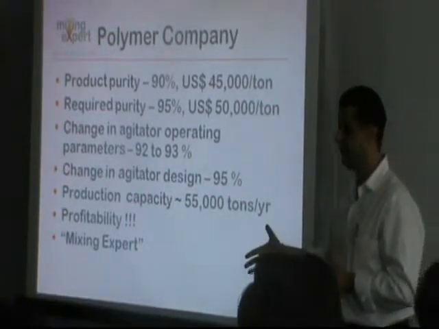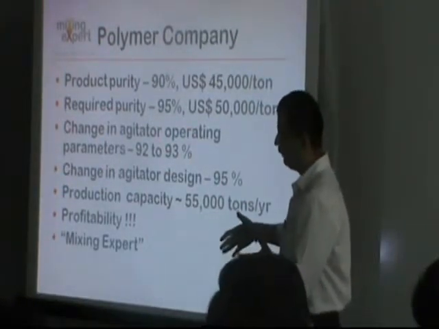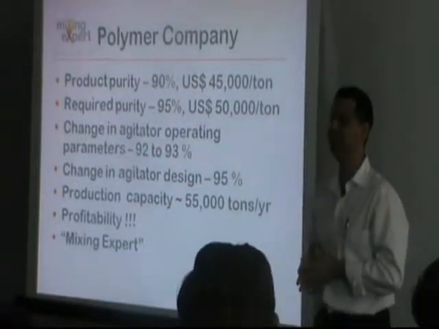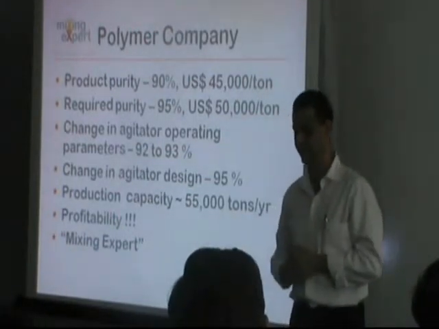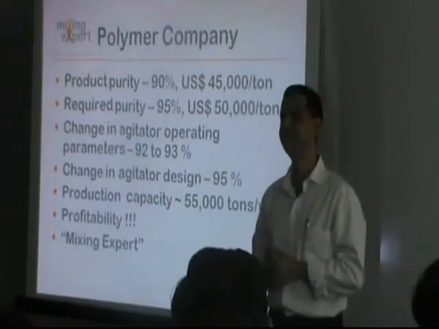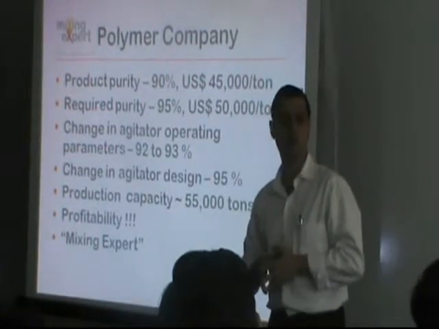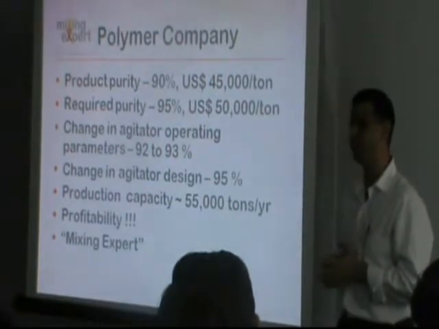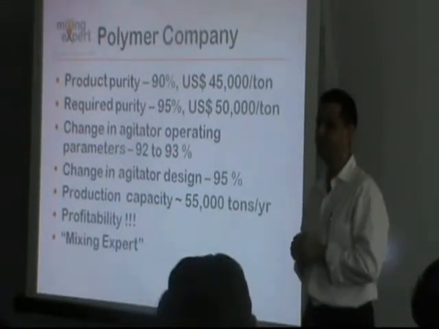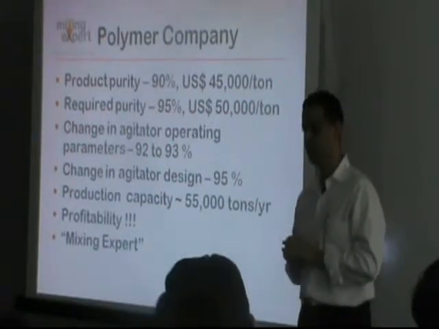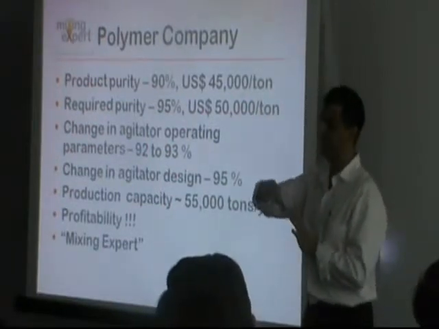If I'm not wrong, they had a 4-bladed pitch blade impeller, and the vessel diameter was about 2000 millimeters. The impeller diameter was 700 millimeters, and the impeller was operating at a speed of around 50 revolutions per minute. The impeller was off-center.